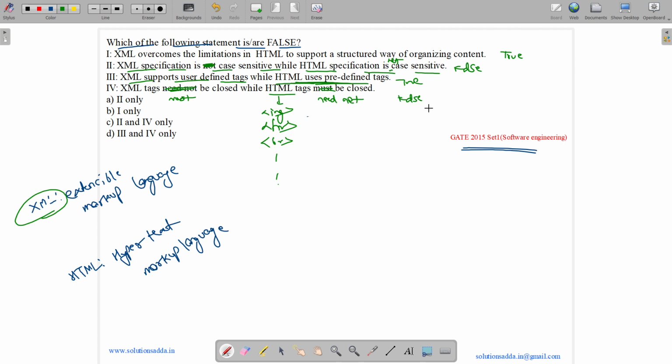So the things that are false are option 4 and option 2. So 2 and 4 are false. So answer is option C.